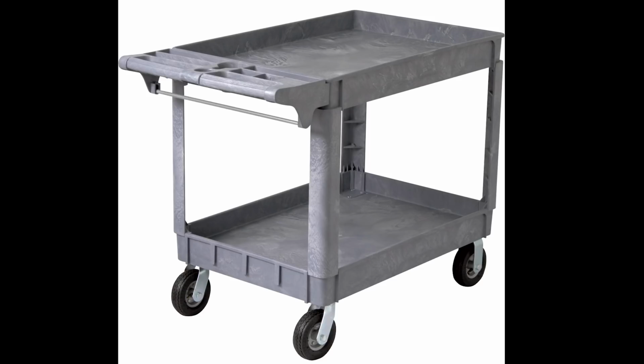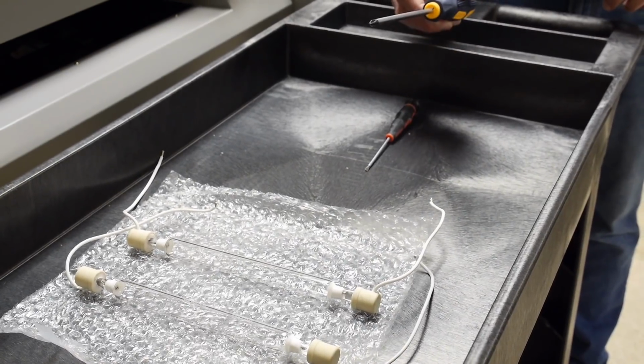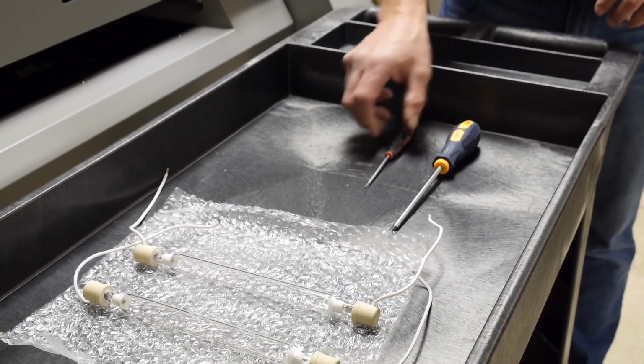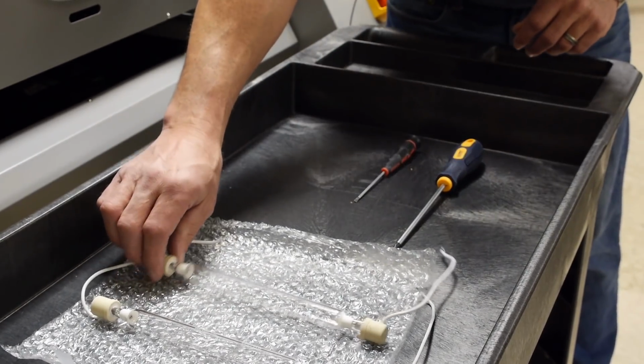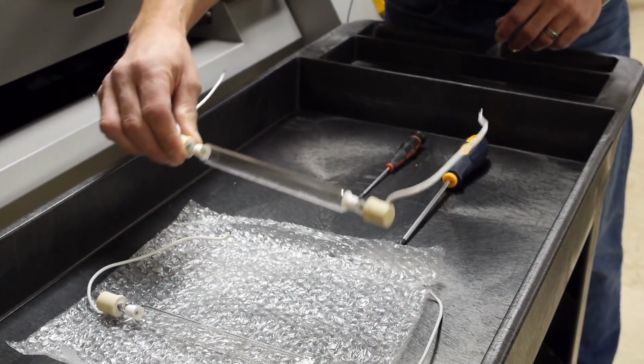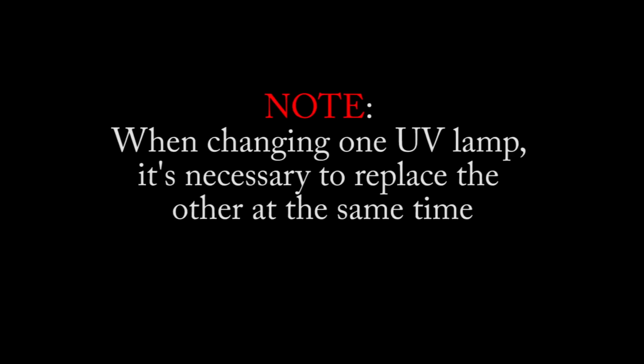Gather your materials. It's helpful to have a tool cart in order to have a place for all your materials, and it's helpful to have space to perform the lamp replacement. You will need a medium-sized Phillips head screwdriver, a small flathead screwdriver, and two UV lamps. When changing one UV lamp, it's necessary to replace the other at the same time.